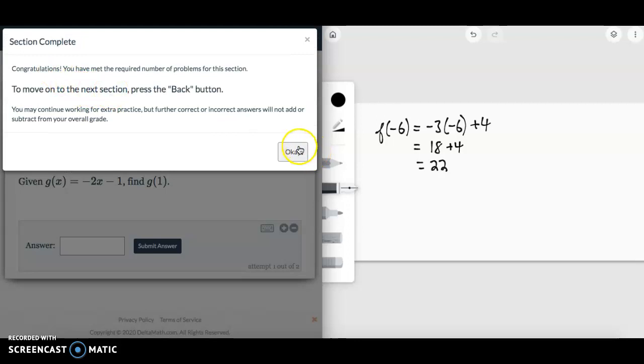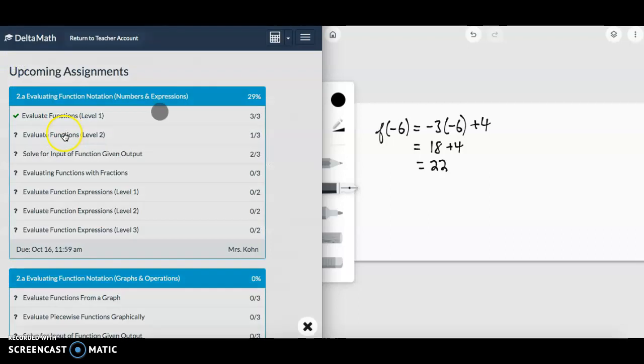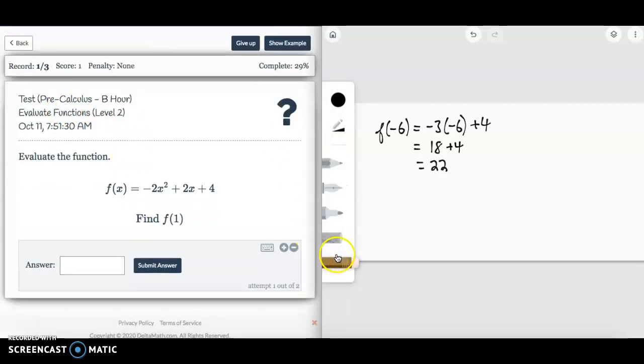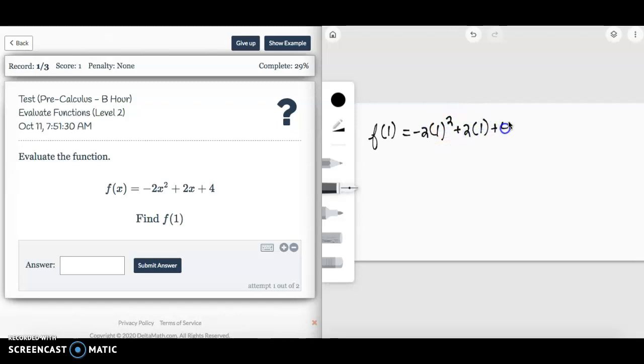The next one looks very similar, right? I'm just finding g of 1. For level 2, the only thing that changes is that your function gets a little more complicated. So this is now a nice quadratic we're going to deal with. So f of 1 equals negative 2 times 1 squared plus 2 times 1. Make sure you're using those parentheses. So I get negative 2 times 1 squared, which is just times 1. 2 times 1 is 2. So I get negative 2 plus 2 plus 4, which gives me 4.